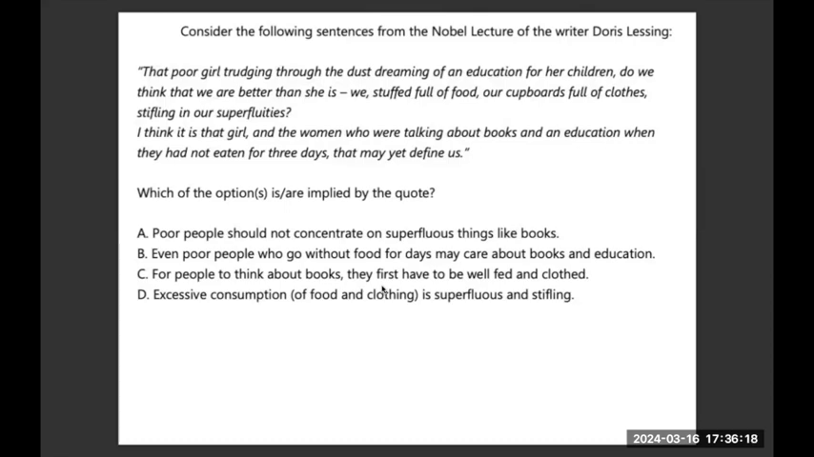You're given the following statements here. It's a paragraph-based question. So you're given a paragraph and some statements. Based on these statements only, you have to suggest which of the options will be implied from these statements or these quotations.